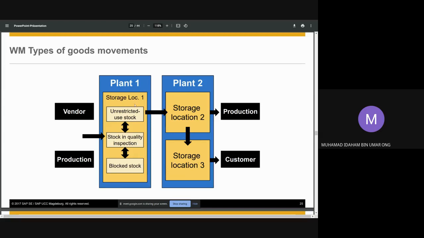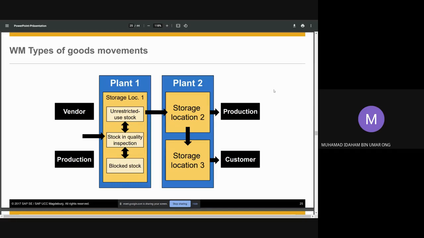So these are some of the movements that could happen in terms of a book or a material in an organization. It could come from the outside, it could be moved internally on different storage locations inside the same plant, and then it could be moved out. So those are the things that warehouse management is concerned with. Items come in, how is the item being used internally? Does the item need to be transferred internally in the company? Does the item need to be transferred internally inside a plant? And how is the item being moved out?